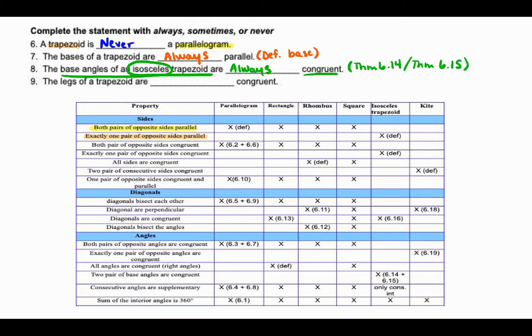The next one wants to know about the legs of a trapezoid being congruent. This happens in an isosceles trapezoid, not every trapezoid. So this is our definition of isosceles, to have the legs congruent. So this is sometimes. So only when our trapezoid is isosceles are the legs congruent.